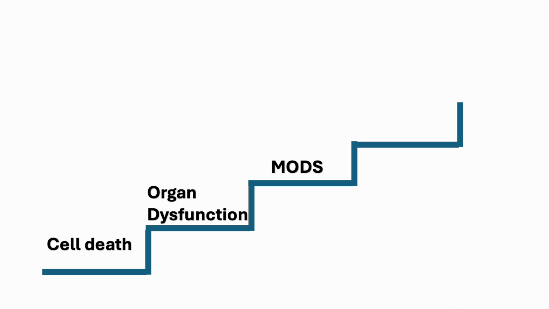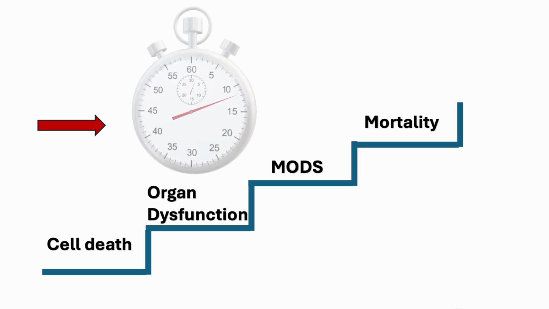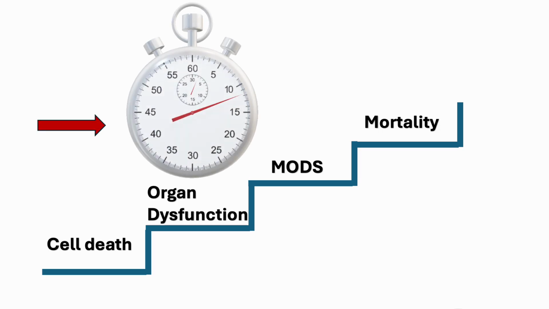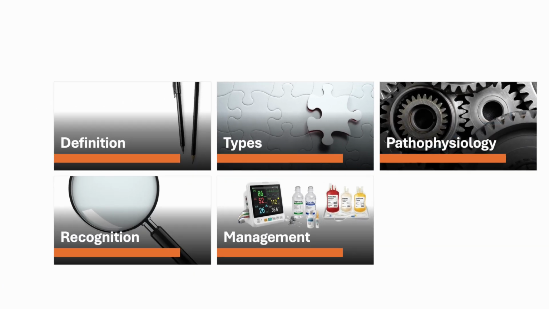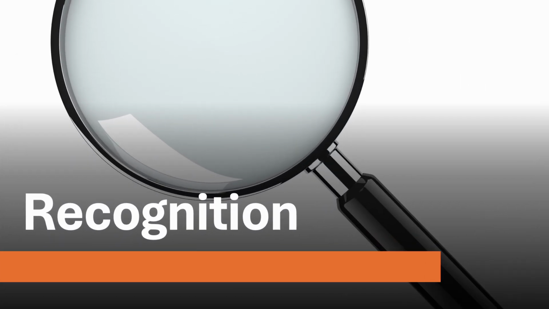When perfusion to vital organs is impaired, cell death occurs, followed by organ dysfunction, multiple organ dysfunction, and mortality. This is a time-dependent process, so keep in mind this countdown timer for the development of organ dysfunction. It is crucial to clinically recognize shock before the decompensation stage and hypotension.